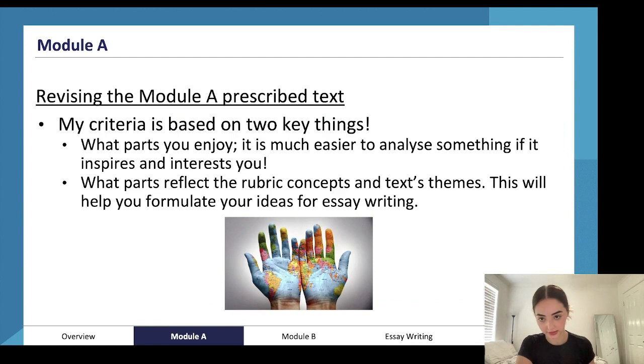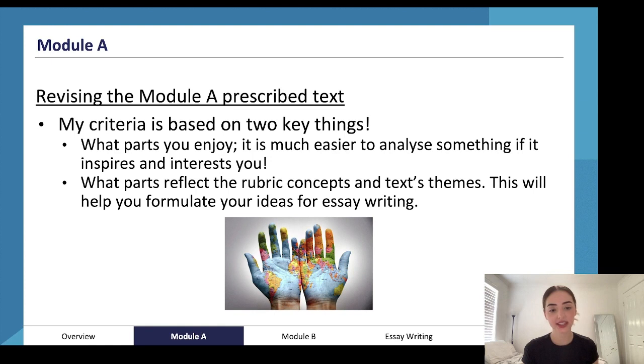Okay, so revising the Module A prescribed text. My criteria is based on two things. How you revise the prescribed text is based on two things. Firstly, look at which parts you enjoy. It's much easier to analyze something if it inspires and interests you.